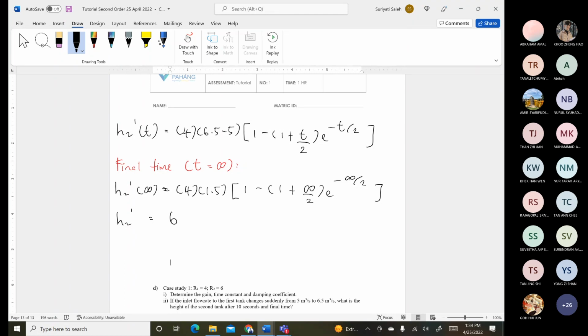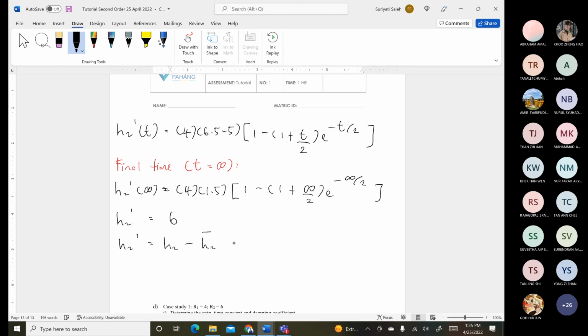So again, we just repeat. H2 prime equal to H2 minus H2 bar. So H2 equal minus 2.5 equal to 6. Then your H2 is actually 8.5. So this is the final height, the ultimate height that can be obtained when you operate the system until final time. In this case, time equal to infinity.